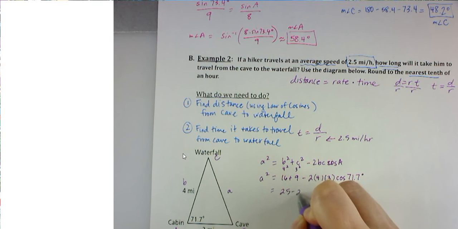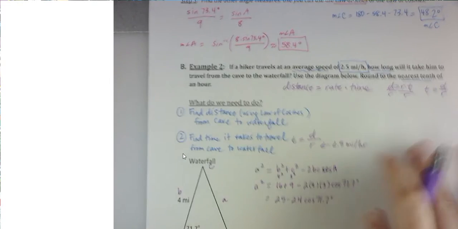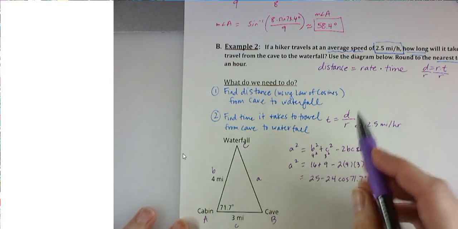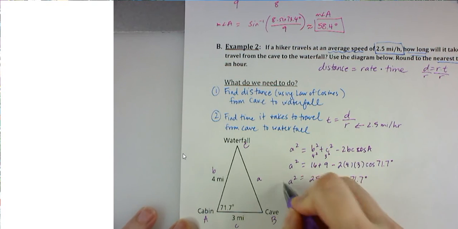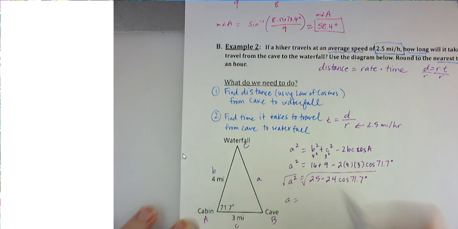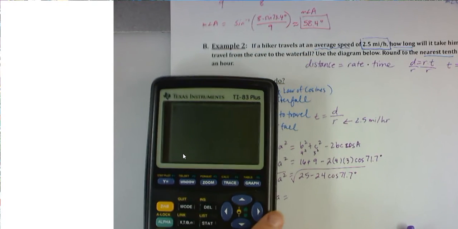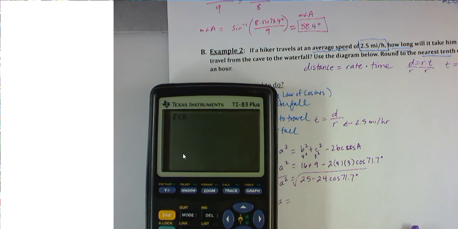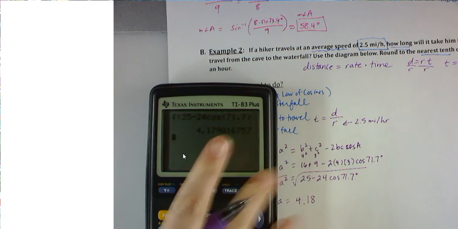Okay, so I can calculate that, and then I am going to take the square root of both sides. Again, make sure that you don't subtract those first. You can put that all into your calculator at one time. Don't forget to do the square root. So 25 minus 24 times the cosine of 71.7. Then we'll get about 4.18. We are going to round to the nearest tenth when we do that. This is going to be the distance, the miles. So that's step 1. This is the distance in miles from the waterfall to the cave.